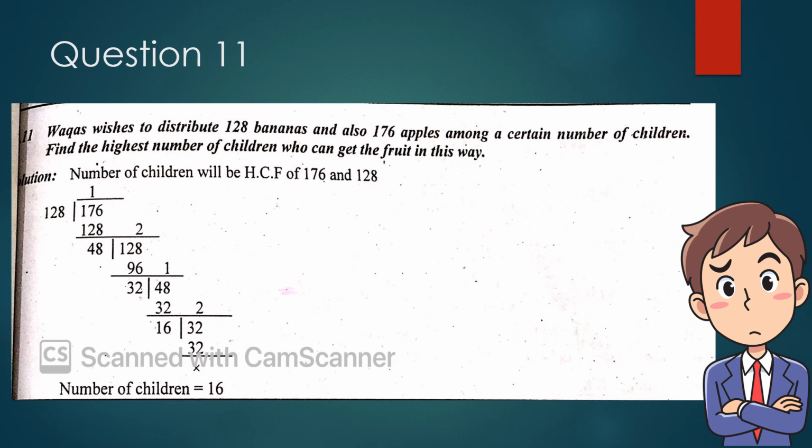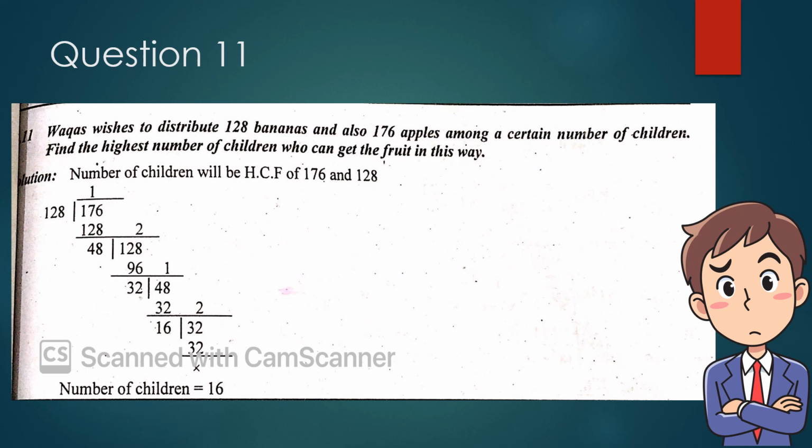In question number 11, it is written that Vakas wishes to distribute 176 and 128 apples among a certain number of children. Find the highest number of children who can get the fruit in this way. So the number of children will be HCF of 176 and 128. So you will be dividing 176 by 128. By putting 1, we can write 128 and we will get 48.